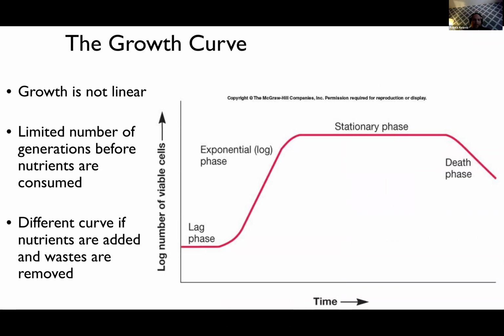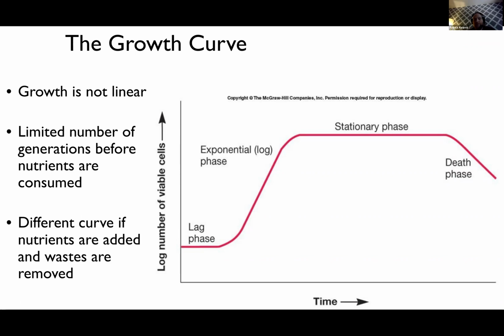So how do we model growth? Well, growth is not linear, and there are a limited number of generations a bacteria can have before its nutrients are consumed. No matter what environment an organism is in, there is always a limited amount of nutrients present. So there's only so much of a population a given environment can support. And so what we end up getting for bacteria is what we call the bacterial growth curve. And this is a pretty standard curve. Pretty much all microorganisms follow this curve.